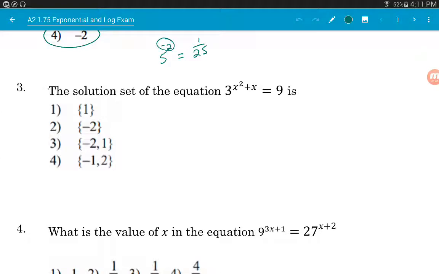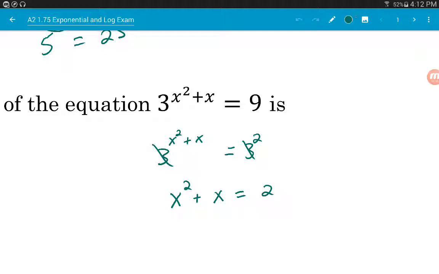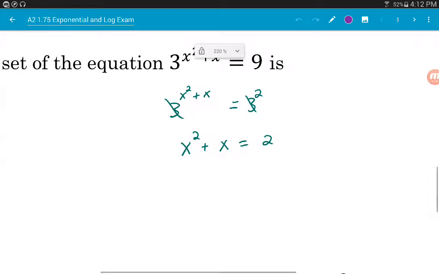The solution set of the equation. Well, I would love to solve it by making the bases equal. 9 is equal to 3 squared. What's that equal to? It's equal to 3 to the x squared plus x power. Now, both bases are equal, so I can cross them out and forget about them. x squared plus x equals 2.